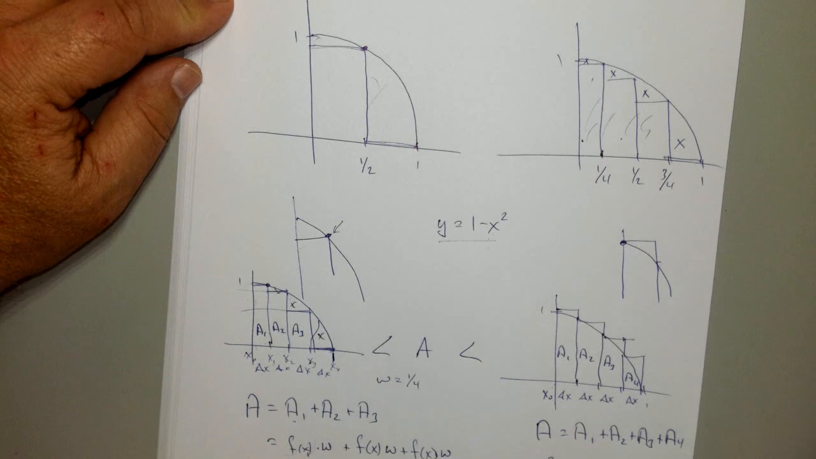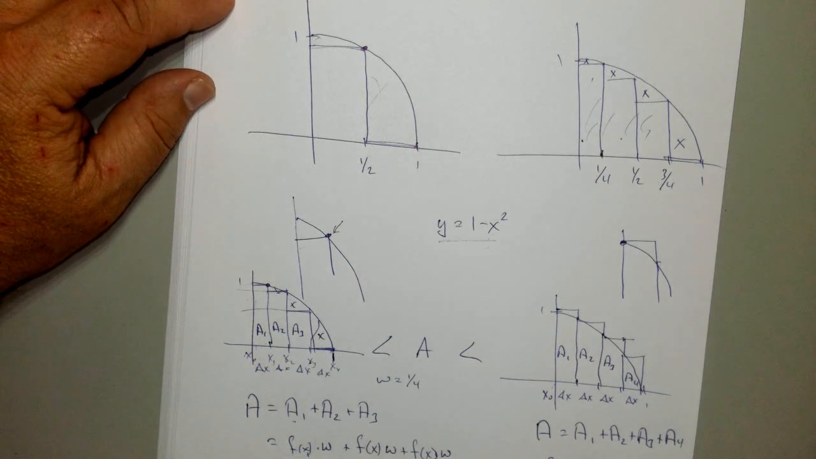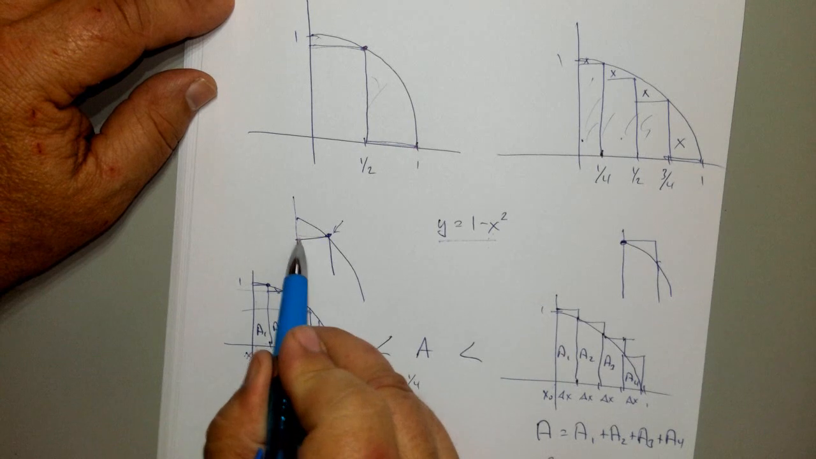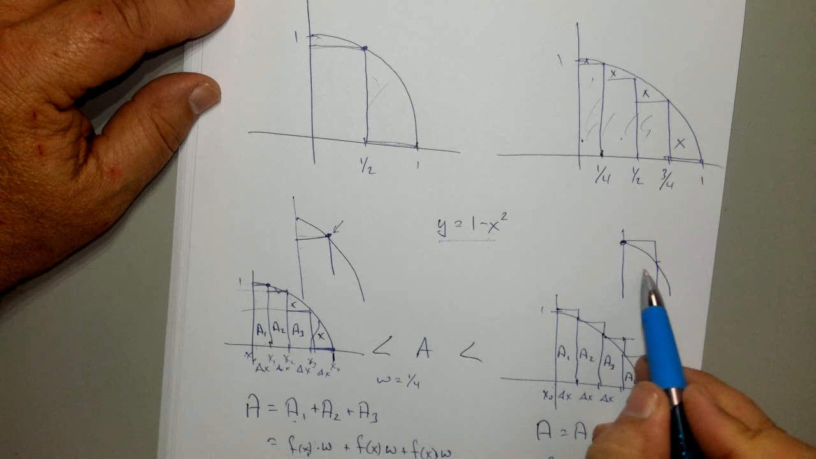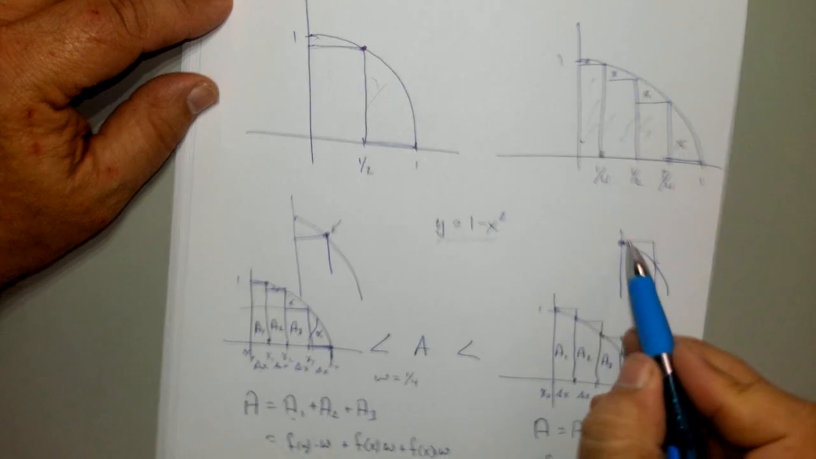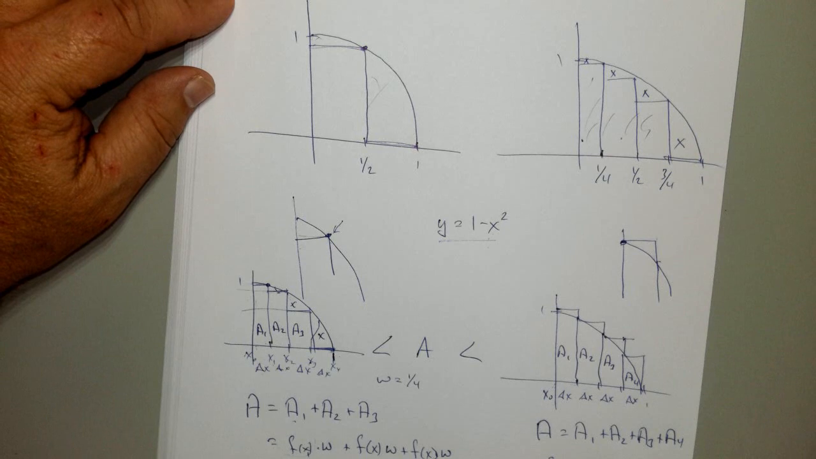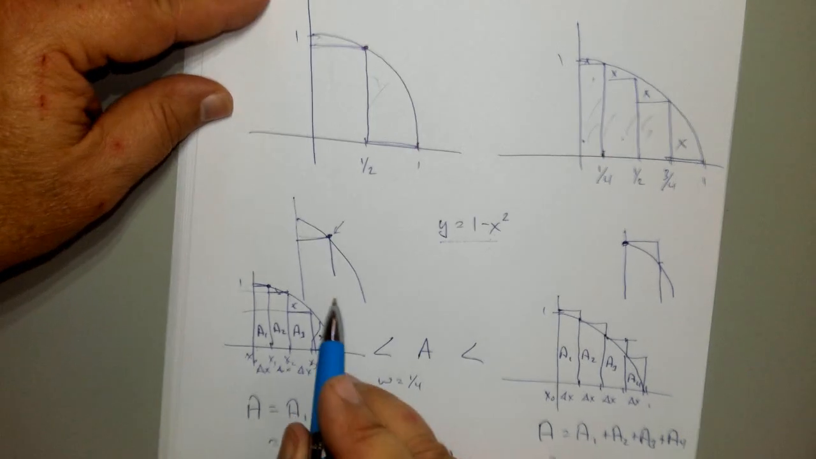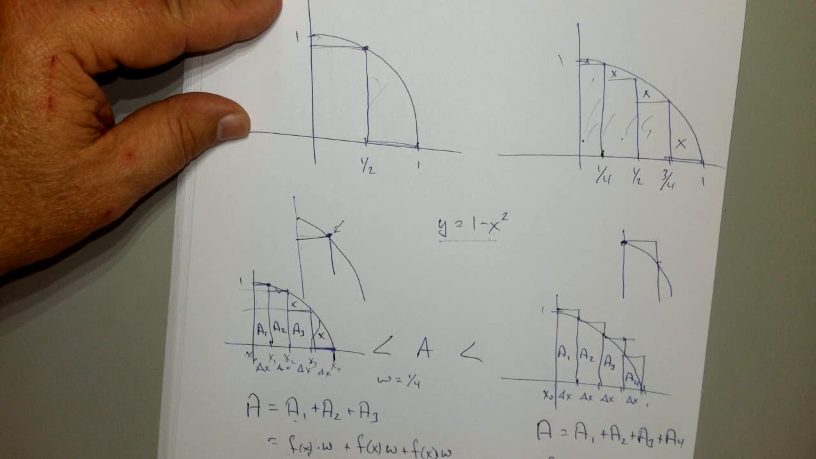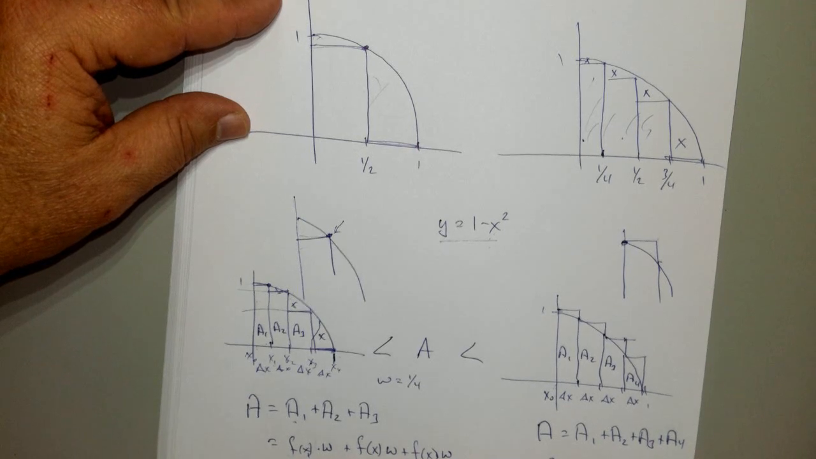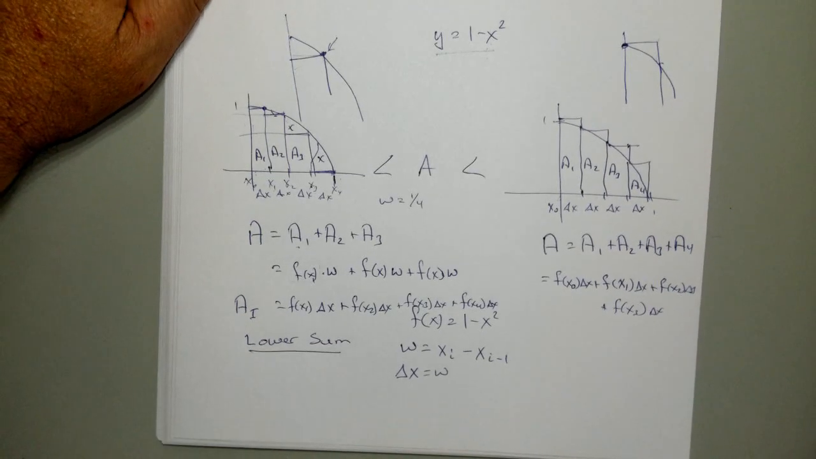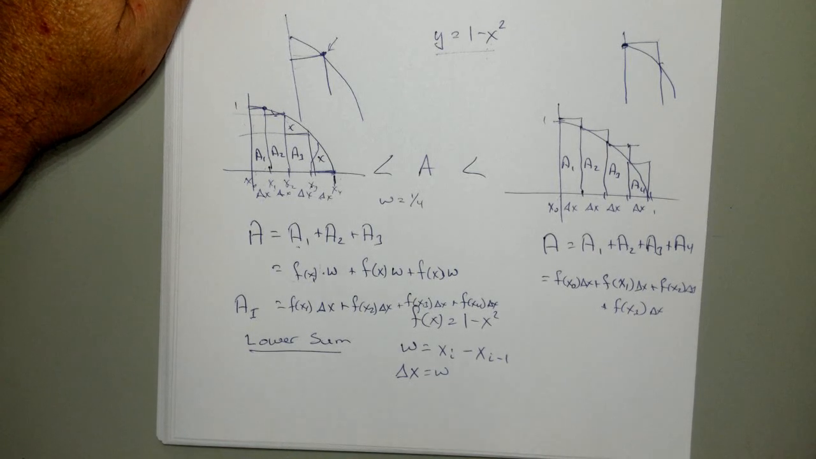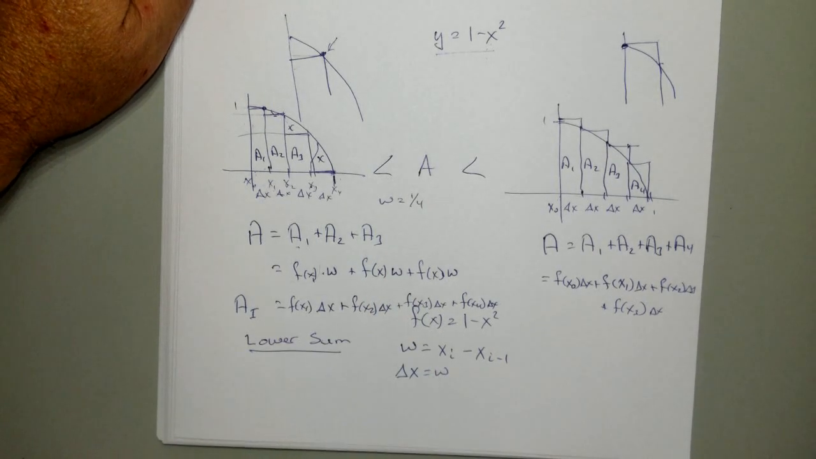If we start on the right side of the interval, we have a small area. If we start on the left side of the interval, then we have a bigger area. So that's why, when we add these together, this is called the lower sum. It's called the lower sum because out of this inequality, it's the smallest of the three.